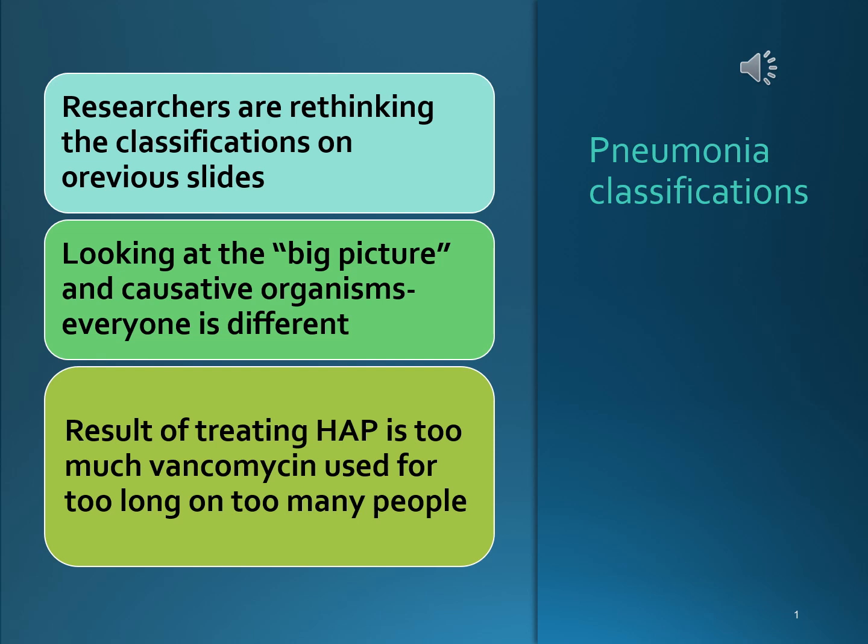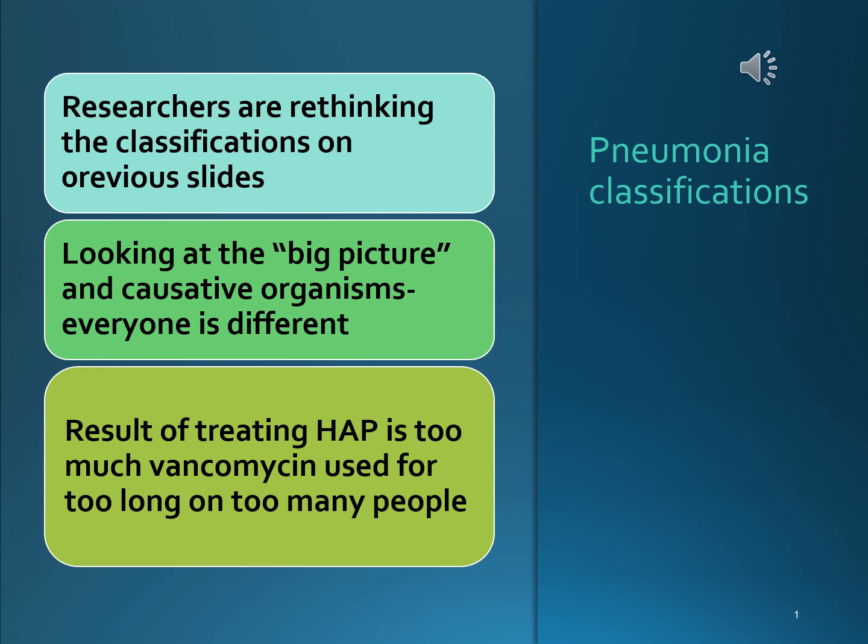Evidence-based practice tells us that researchers are rethinking the classifications that I listed on the previous slides. You'll see these in your textbooks. This is the nomenclature that you're going to be talking about most frequently in the hospitals, but the newest work now is that maybe these classifications aren't such a good idea. Maybe we shouldn't put all of these things in boxes. Maybe we should look at the big picture, look at the causative organisms. Everybody's different, and everybody should be treated as an individual.